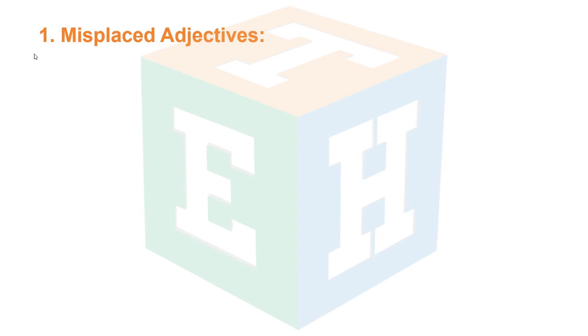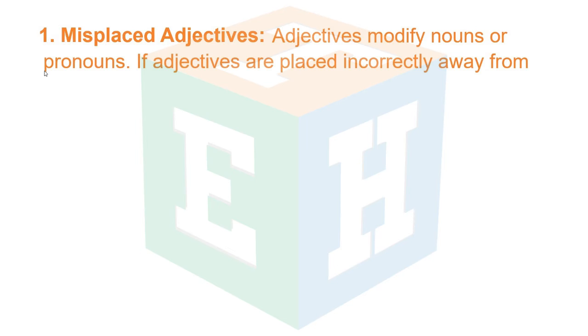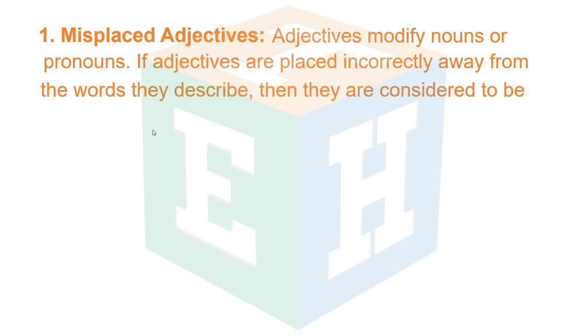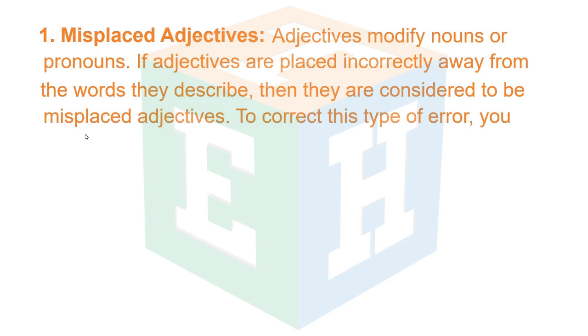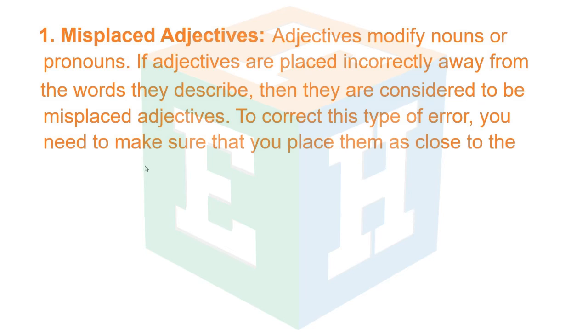Number 1, misplaced adjectives. Adjectives modify nouns or pronouns. If adjectives are placed incorrectly away from the words they describe, then they are considered to be misplaced adjectives. To correct this type of error, you need to make sure that you place them as close to the words they modify as possible.